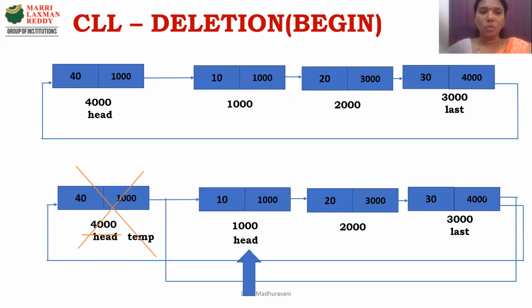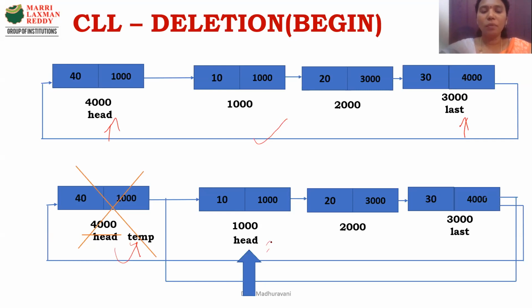Deleting the first node. Let us take this as an example, a circular linked list having 4 nodes. The first node we are referring to with the head node and the last node we are referring to with last. Now here we are trying to remove the element referred to by head, that is the first node. Before removing that head node, you need to store the information of head into a temporary variable and move head to the next node.